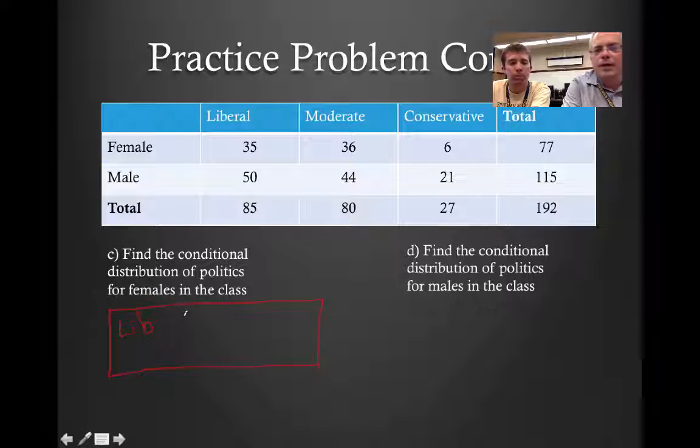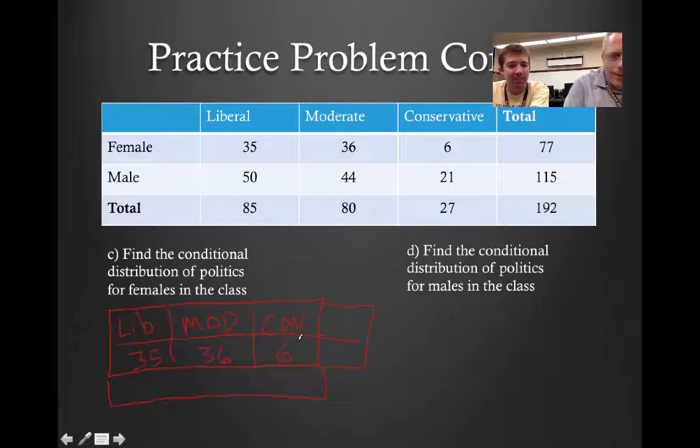Second category is moderate. And the third category is conservative. Okay, so this is for females. There were 35 liberal females. There were 36 moderate females, and there were 6. And again, we can convert this to percents. This time it's not out of 192. Mr. Lewis, what is it out of? It will be out of 77. All right, because there are only 77 females.